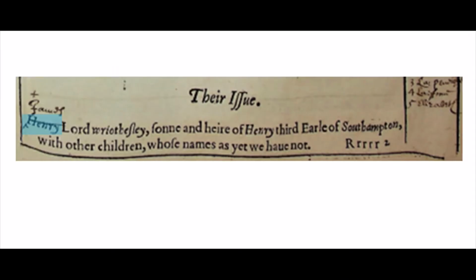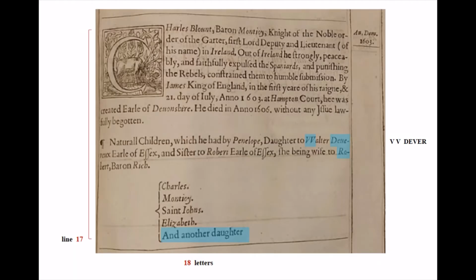This is at the bottom of the page. Notice the mistake here. Wriothesley's issue is printed as Henry when it should be James. A person who owned this copy crossed it out and corrected it. But if Alexander Watt's theory is correct that Wriothesley was the father of Henry de Vere, the 18th Earl of Oxford, then this might have been an intentional mistake. In a previous video, I show how the page in the catalog that mentions Penelope Rich may also allude to this theory.